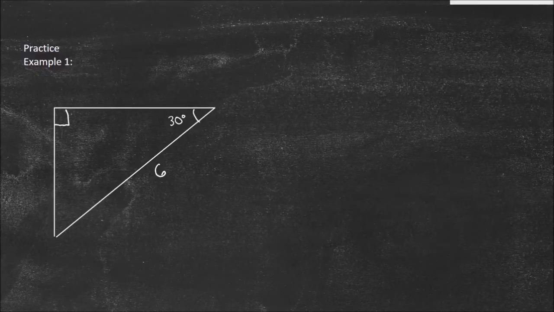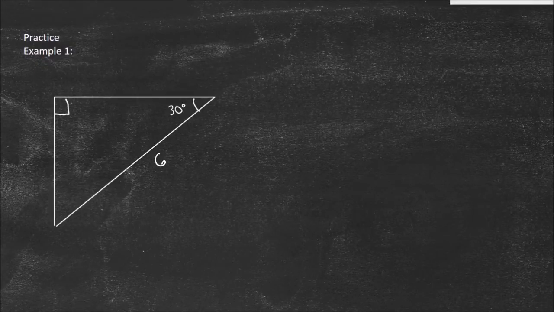Here in our first example, we have a triangle where we're given a little bit of information, not much, but we can actually infer that this is a 30, 60, 90 triangle. So let's take it step by step and figure out how we'd be able to figure that out.